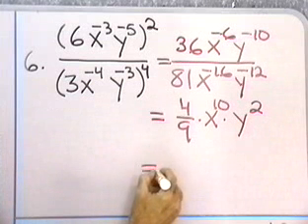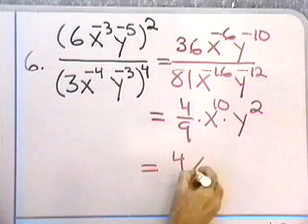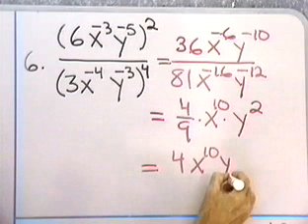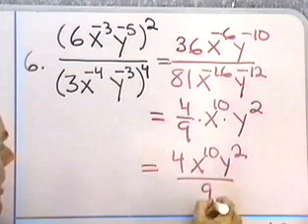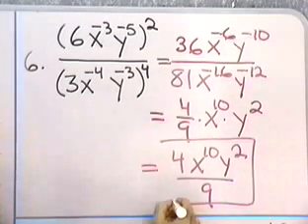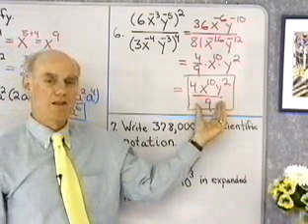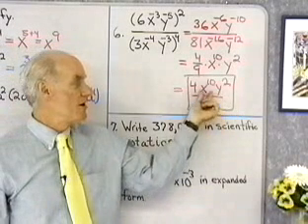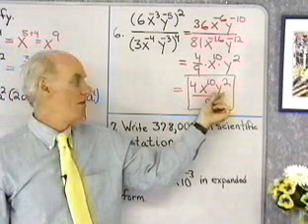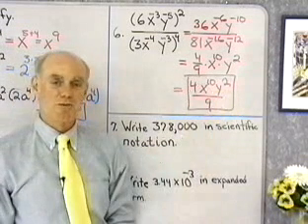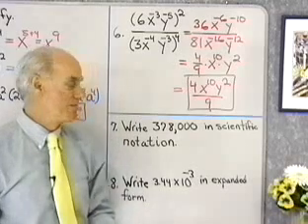Now I can simplify this a little further by just writing 4 x to the 10th, y to the 2nd, all divided by 9. So here I've used my properties of exponents a couple of different ways right here and simplified this expression down to where I just have numbers, the variable x with an exponent and the variable y with an exponent. The next problem involves scientific notation.